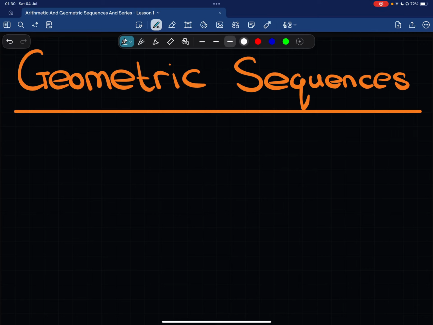Now let's talk about geometric sequences. Previously, we have done arithmetic sequences, and now we'll move on to geometric. So what's the difference between an arithmetic and a geometric sequence? The only difference is that in an arithmetic sequence, we are adding or subtracting numbers, and in a geometric sequence, we are multiplying or dividing.